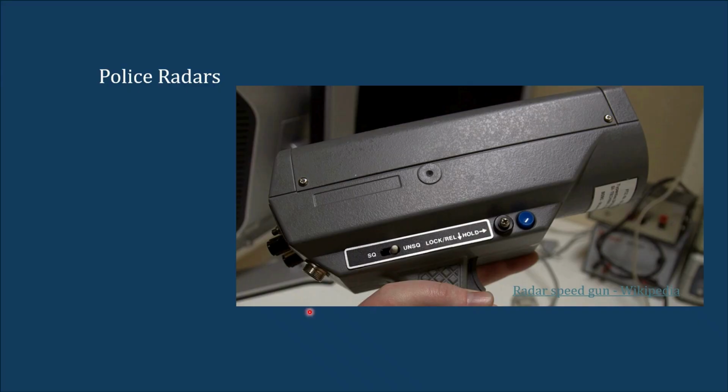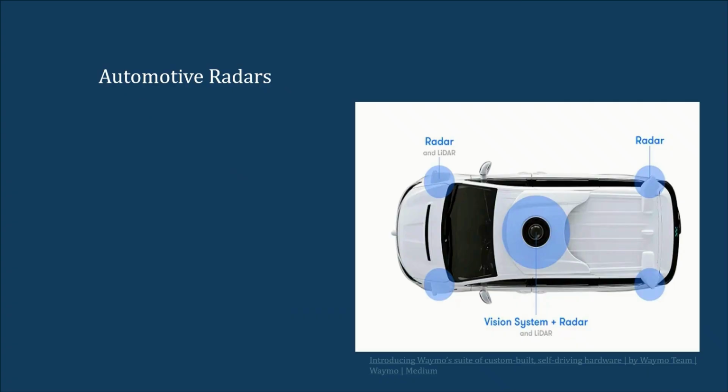Another application is police radar. These are used to measure the speed of moving objects, usually by the police to check the speed of moving vehicles while conducting traffic enforcement. Another important application is automotive radar. This is one of the systems showing the radar placements in Waymo robotaxis. Here you can see that radar plays a crucial role in self-driving cars. Radar can be used to detect the traffic in front of the car and behind the car, and based on that it can guide the self-driving of the vehicle.